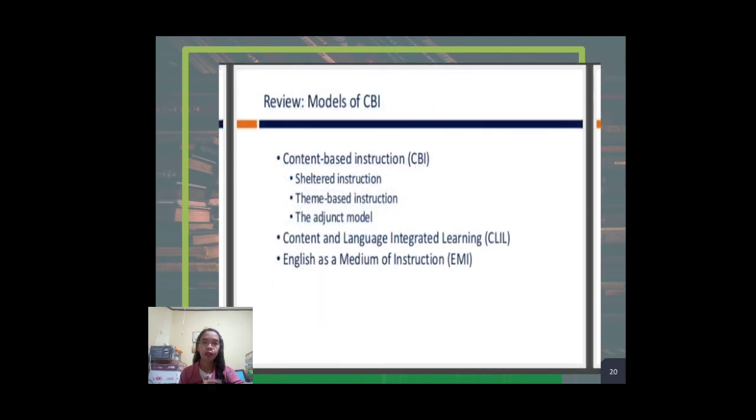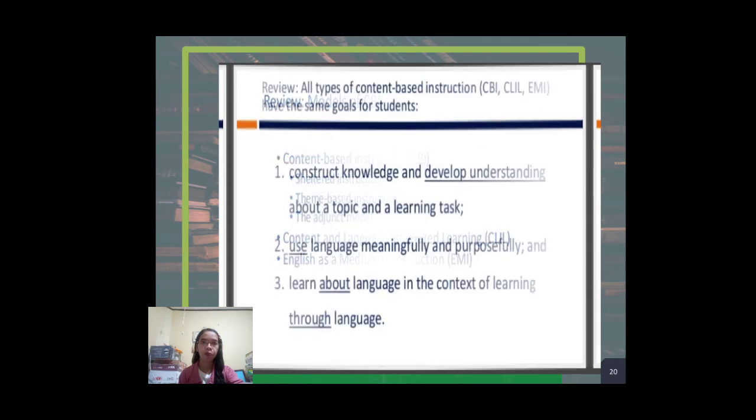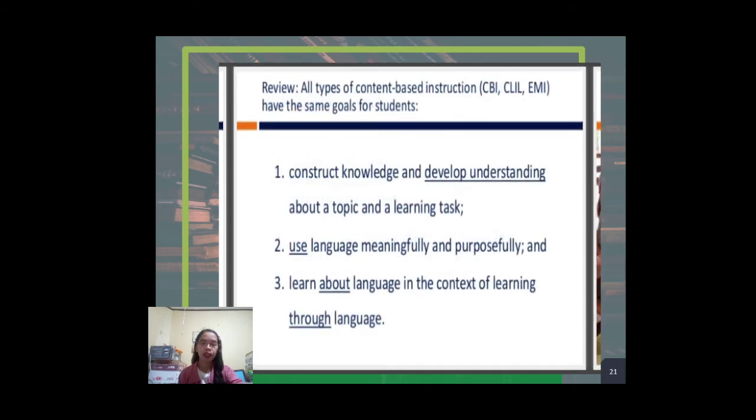All right, so a short review. The models of CBI, we have content-based instruction, I mean, sheltered instruction, theme-based instruction, and then the adjunct model. Content and language integrated learning, and English as a medium of instruction. So again, all types of content-based instruction, the CBI, CLIL, and the EMI have the same goals for students. So these three.